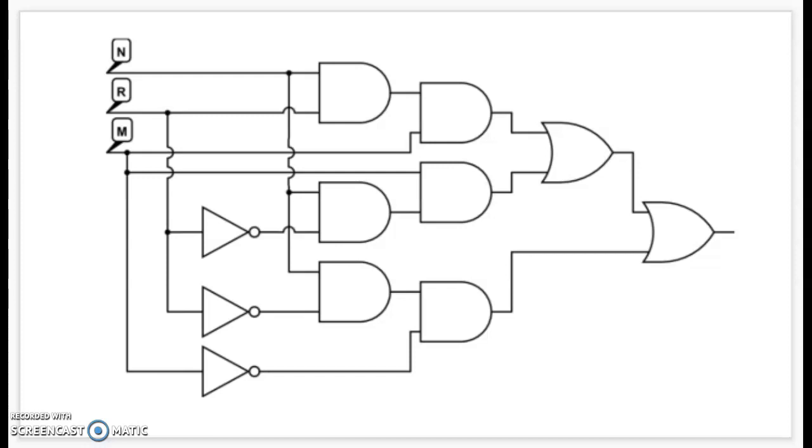So I hope this clarified what DNF form is and just kind of overviewed it, but if you have any questions, I will be on the discussion board.